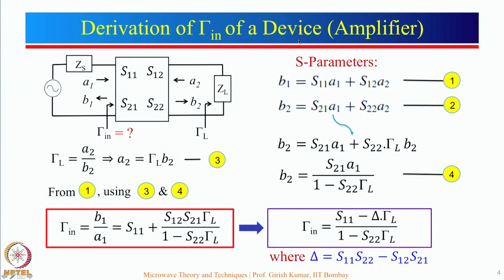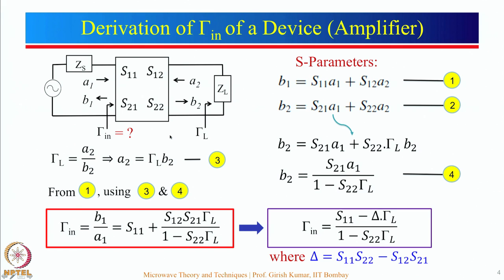For a given device, generally speaking, S parameters are specified for a given biasing condition by the manufacturer. So, now we are going to look at the expression for how to find out gamma input of a device. Now, this concept is common to any general device, but since this topic is microwave amplifiers, I have written amplifier here in the bracket. So, let us see what we want to do over here and why we want to do it. First, we want to find out gamma input. Let us look at how to find it.